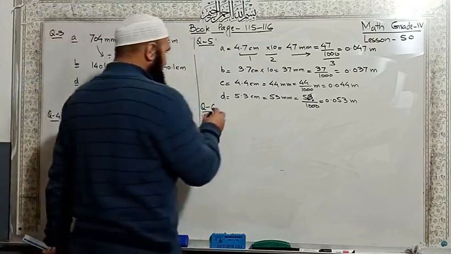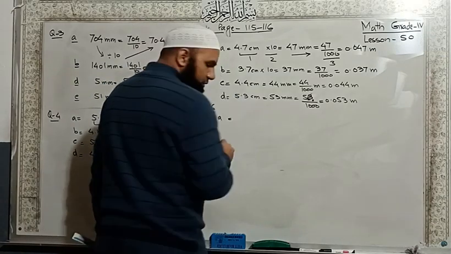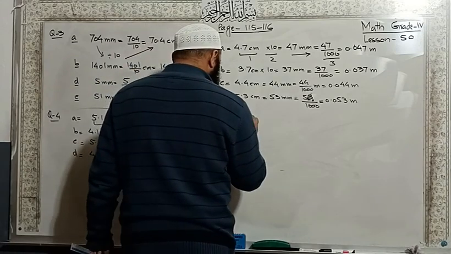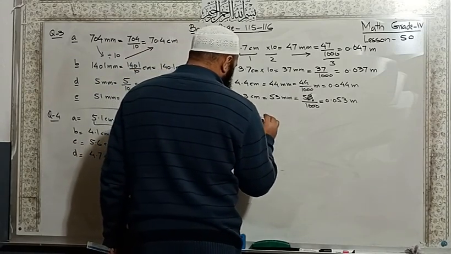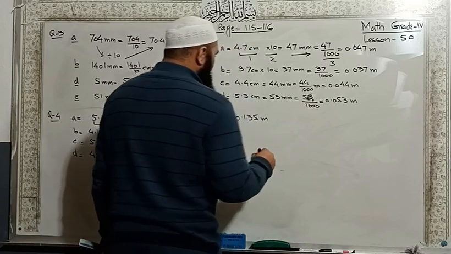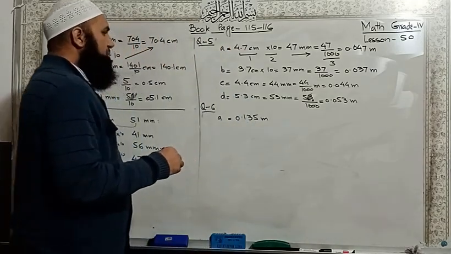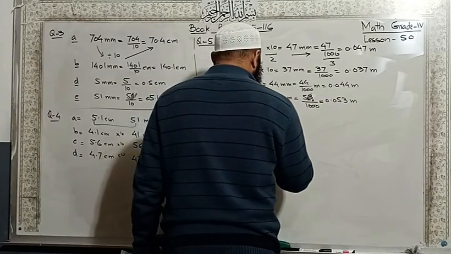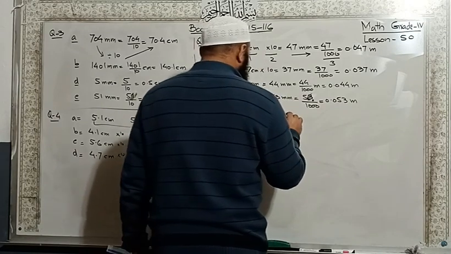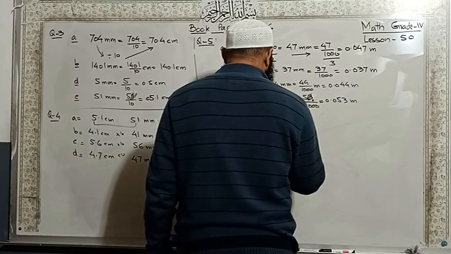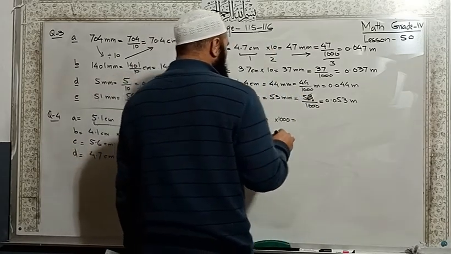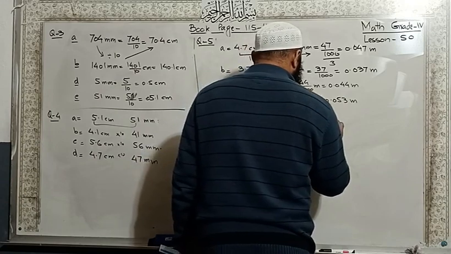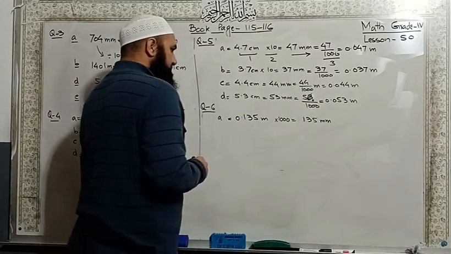So A is equal to the given 0.135 meters. 0.135 meters will be equal to how many millimeters? For this, we will multiply by 1000, and the answer will be equal to 135 millimeters. Okay.